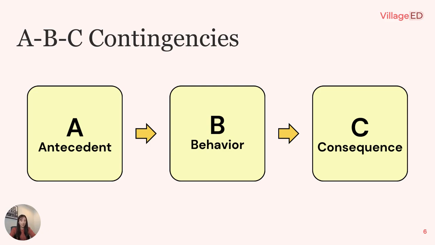So for example, as a BCBA, I collect what we call ABC data so that I can narrow down the function of a challenging behavior. I want to know why a certain behavior occurs so that I can create a treatment plan to reduce that challenging behavior while teaching other functionally equivalent replacement behaviors. So to break down the ABCs, A stands for antecedent, B stands for behavior, and C stands for consequence.